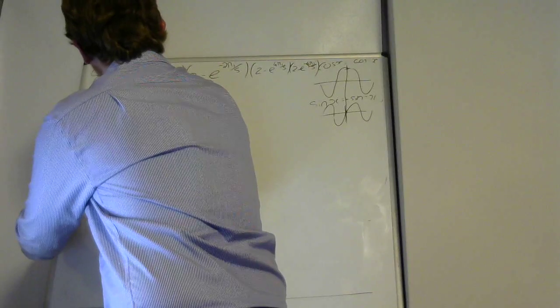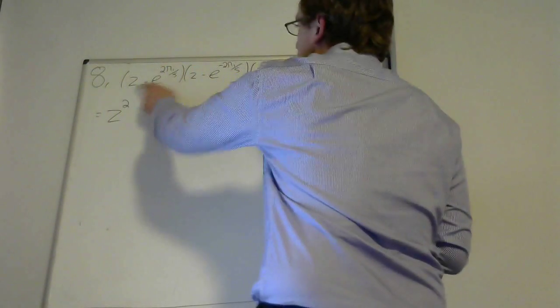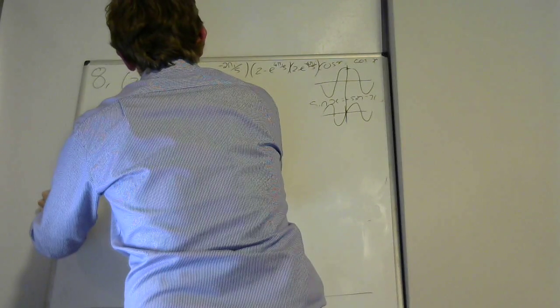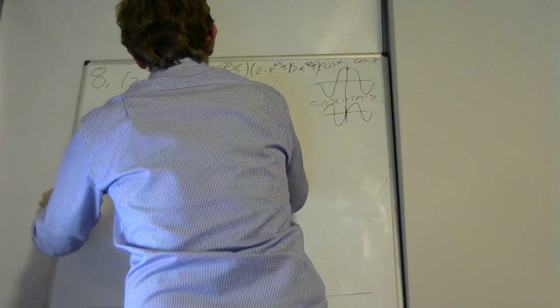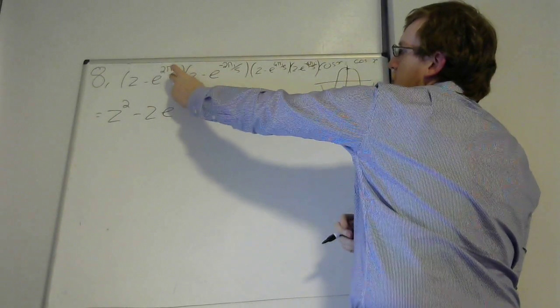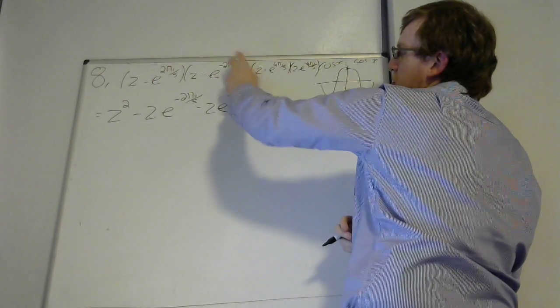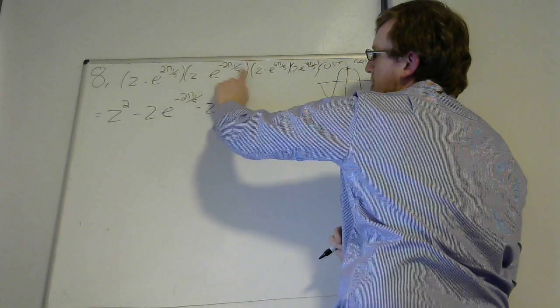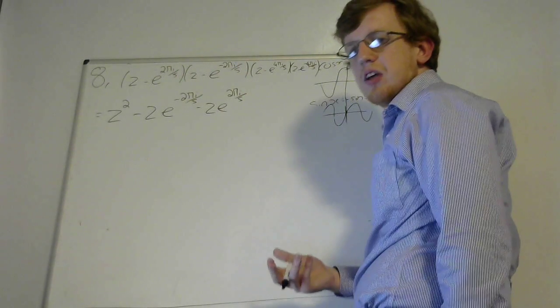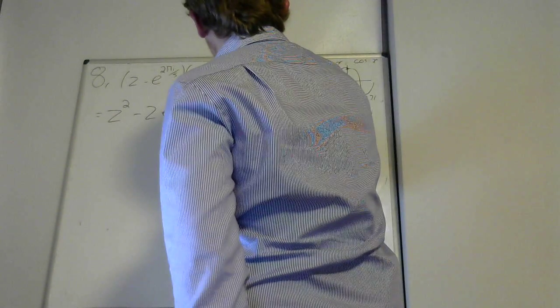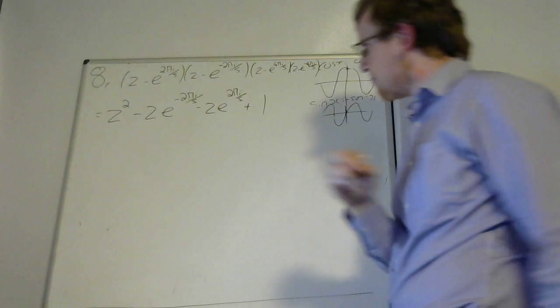So z multiplied by z is z squared, and then I have minus z times e to the minus 2 pi on 5, minus z times e to the 2 pi on 5, and e to the 2 pi on 5 times e to the minus 2 pi on 5. If we add those indices together, if we add the powers together, they cancel each other out, giving us e to the 0, which is 1. And the minus times by the minus makes it a plus 1.